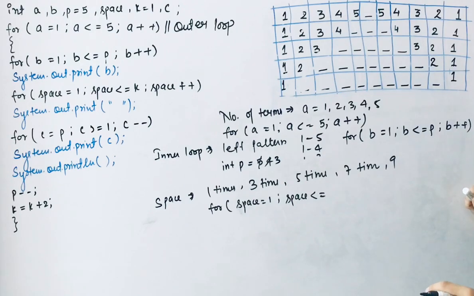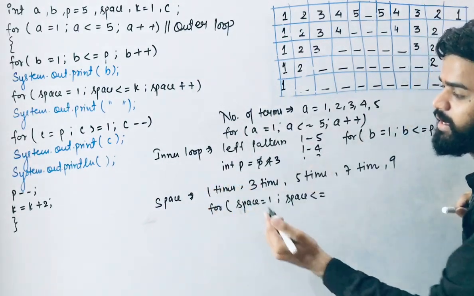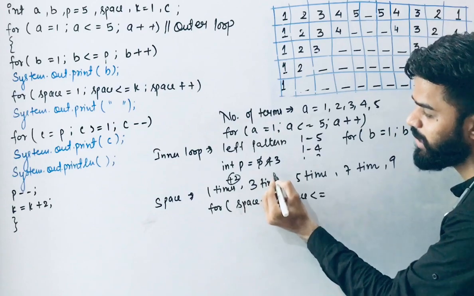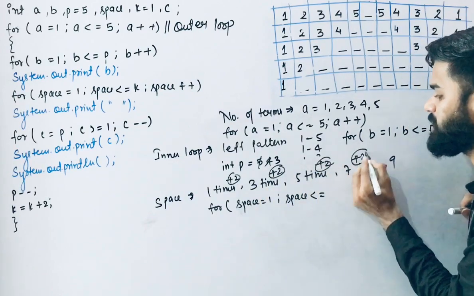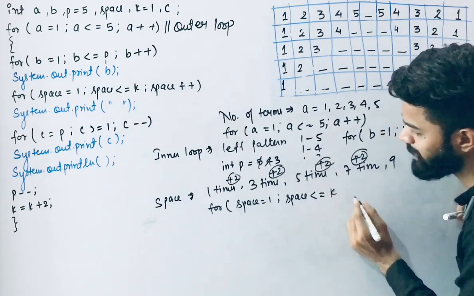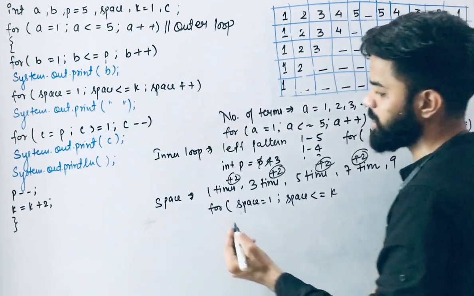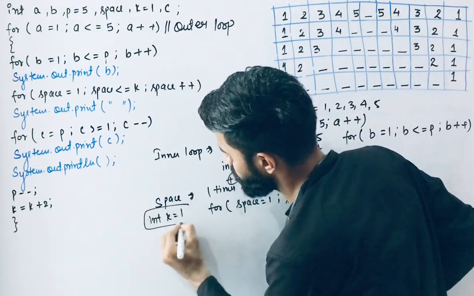So because of the changing, again we need to create a variable which always changes. Always changing means every time the outer loop runs, it changes by 2. Why? Because the first time it is 1, and then adding 2 it is 3, and then add 2 it is 5, and then add 2 it is 7, and then add 2 it is 9. Clear? So space is less than or equal to k. K is a different type of variable, and that's why I'm writing here int k equal to 1.